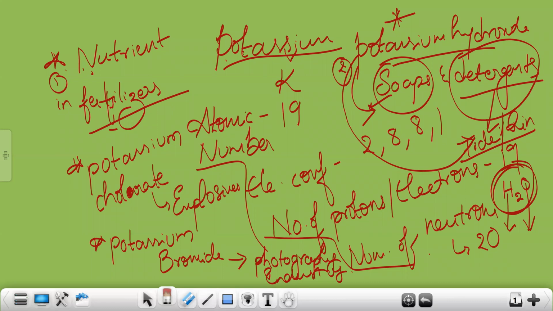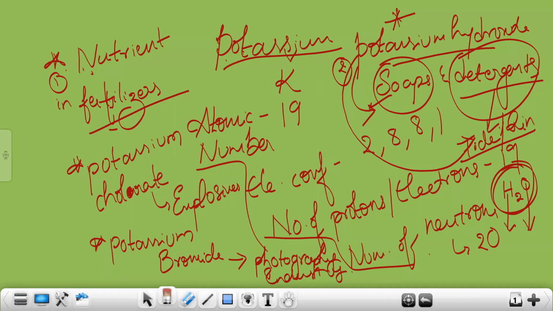We know the photography industry. It is a very big industry where all different kinds of photo shootings take place. Cameras, HD cameras, zoom cameras, digital cameras, different kinds of photography screens and filters. So potassium in combination with bromide, potassium bromide, is used in the photography industry.